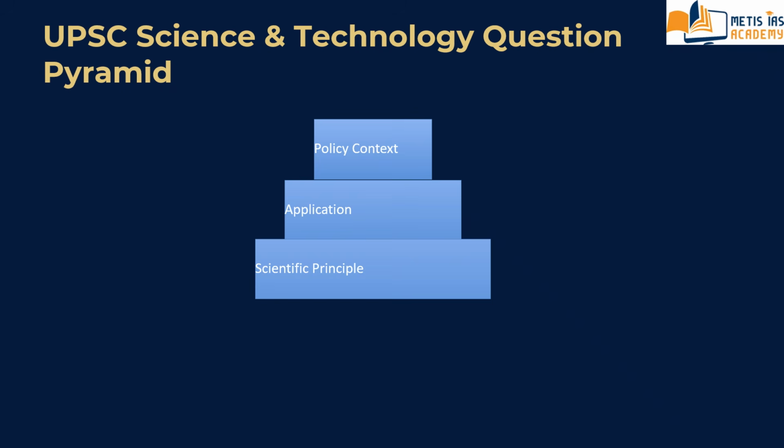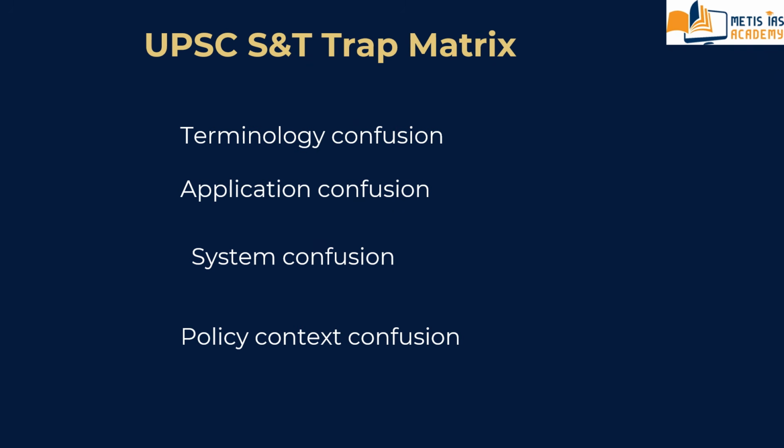So why did students lose marks in science and technology? What is the confusion? The biggest reason aspirants lose marks in science and technology is not lack of knowledge. It is a misclassification of the question. UPSC usually confuses students using four common traps: terminology confusion, application confusion, system confusion, and policy context confusion.